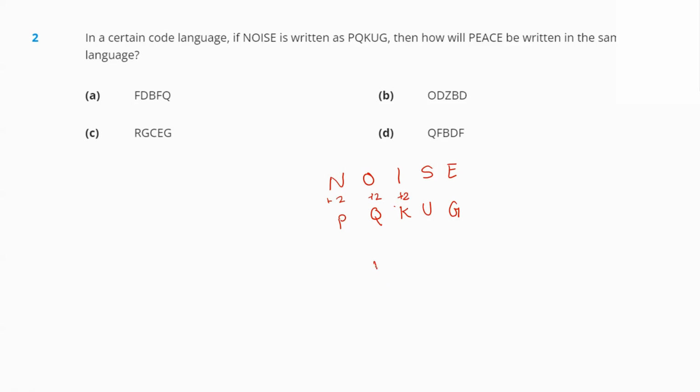So for peace, P, E, A, C, E, if we add 2 to every alphabet, P plus 2 gives us R, E plus 2 gives us G, A plus 2 gives us C, C plus 2 gives us E and E plus 2 gives us G. So our correct answer is option number C. Moving on to the next question.